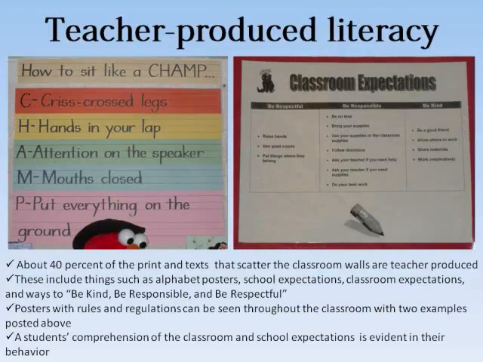The other half of the environmental print in the classroom is teacher-produced. Classroom rules and expectations are scattered throughout the classroom. As you can see in the picture, there's also a specific way the students must sit on the carpet. During calendar time, the students are expected to sit like a champ in their assigned spots. If a student misbehaves, it is a clear indication that they don't comprehend appropriate classroom behaviors established by the teacher and school principal.